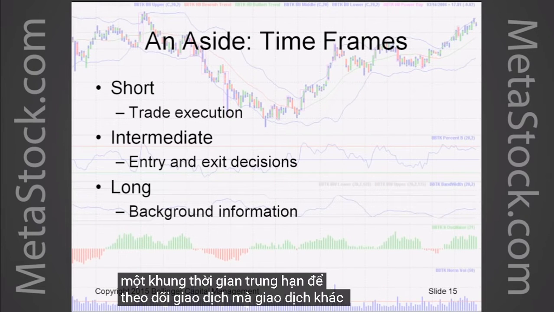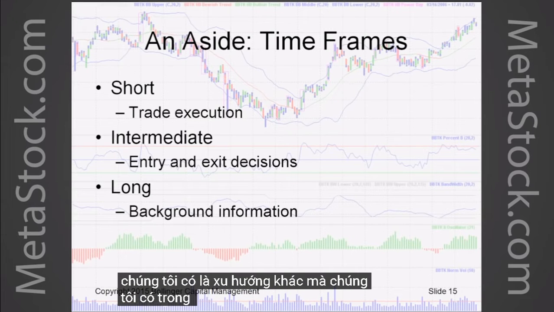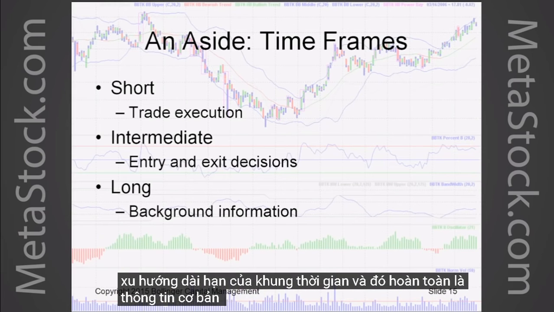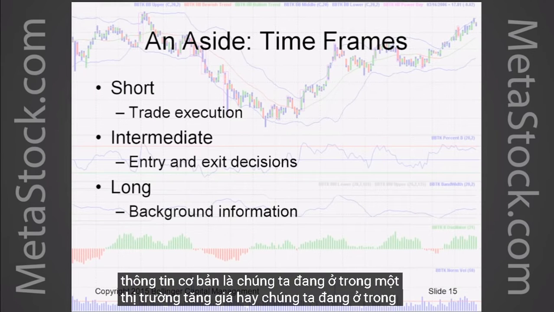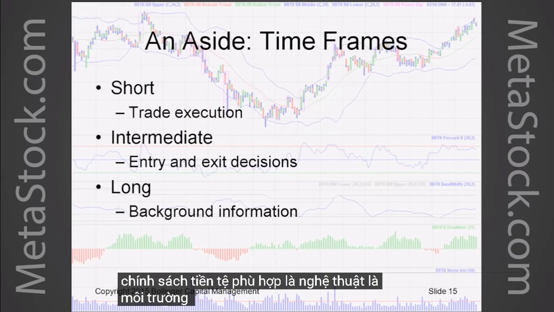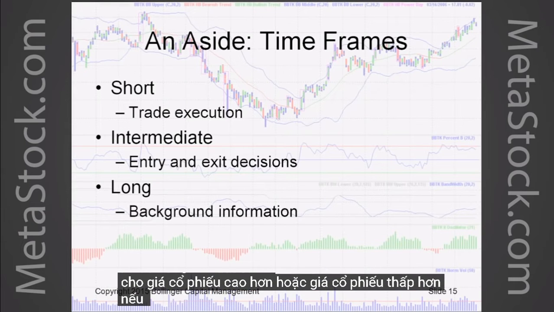The other trend that we have is the long-term time frame, long-term trend. And that's purely for background information. Are we in a bull market? Are we in a bear market? Is monetary policy accommodative? Is the interest rate environment conducive to higher stock prices or lower stock prices?